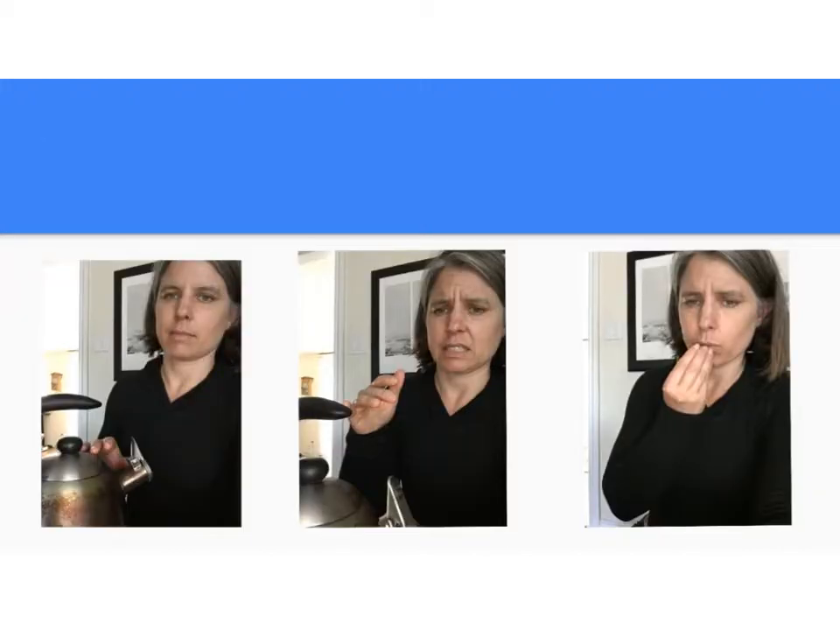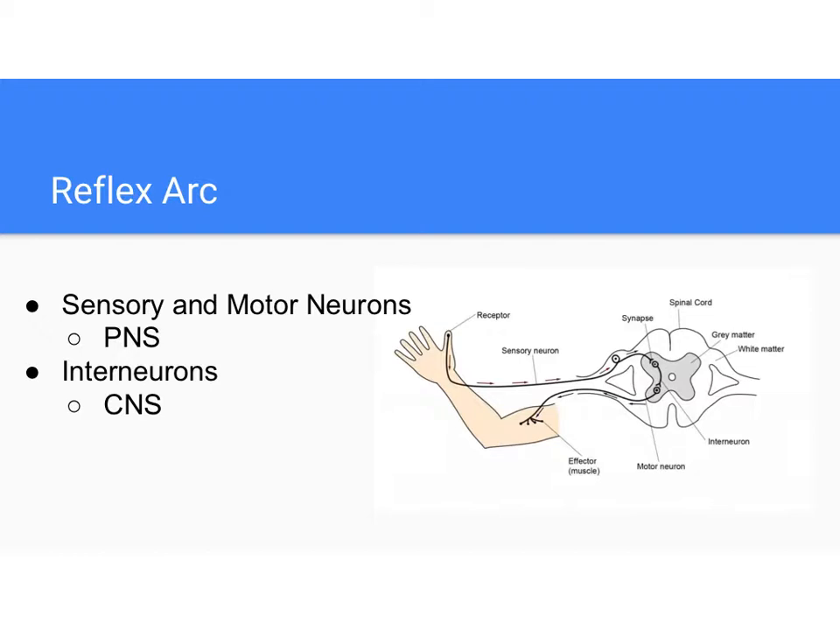If you take the example of being burned by a hot pot, let's see how that information is communicated within the nervous system. So we have sensory and motor neurons in our somatic nervous system, which are part of the peripheral nervous system, also known as the PNS, and then interneurons in the central nervous system.